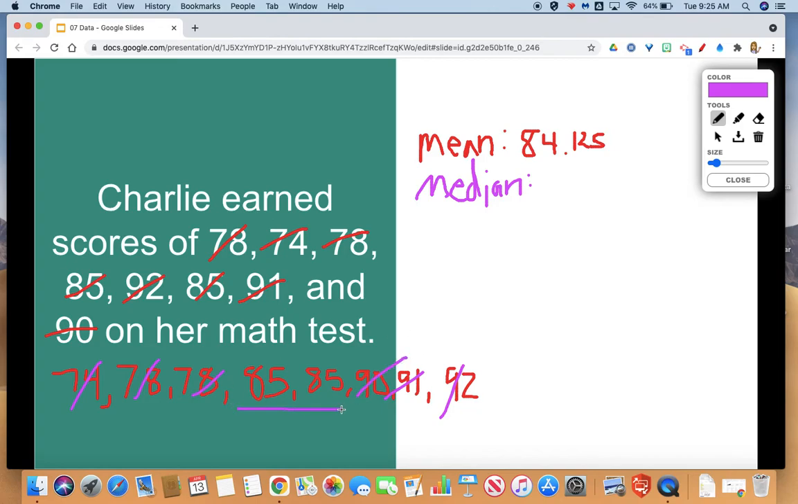My median, I came down to 2 85s. If I came down to 2 85s, what's right in the middle? Just 85. I could also add those together and divide by 2. That will also give me 85.